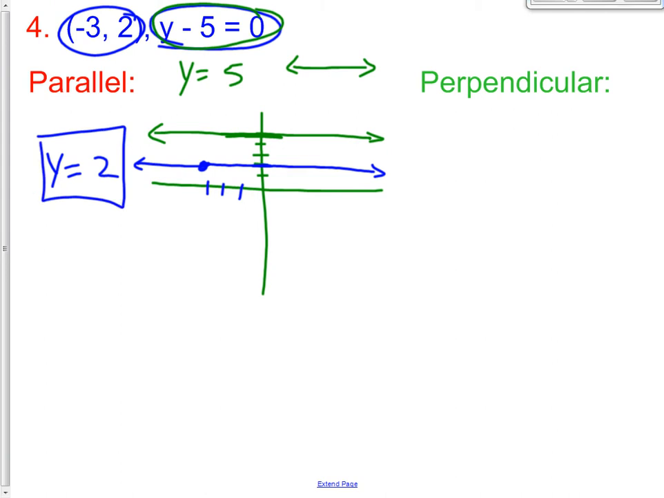So now what I want is a line that is perpendicular to this green one that goes through this now red point. If I want it perpendicular, what's a 90-degree angle for a horizontal line? It would be a vertical line. Right? A vertical line and a horizontal line make perfectly 90-degree angles.